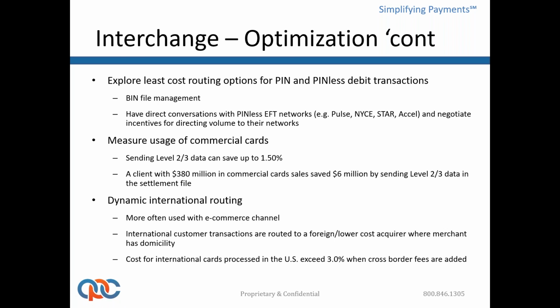And then, if you are in a retail environment, look at least cost routing. And if you take commercial cards, look at enabling the ability to send level 2, level 3 data. Look at our last article that we wrote about level 2, level 3, and making a business case to see if sending level 2, level 3 data makes sense for your organization. Because if you take a significant amount of commercial cards, the savings could add up. We had a client that did $380 million in commercial card volume, and they saved $6 million a year by sending level 2, level 3 data.